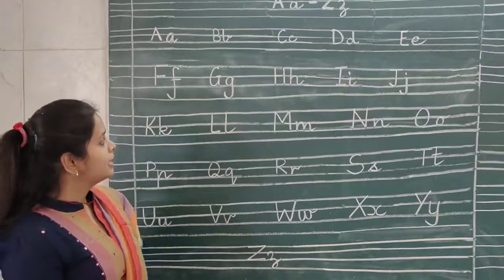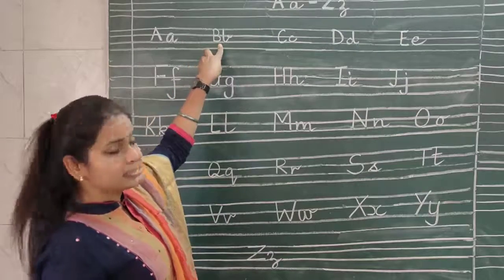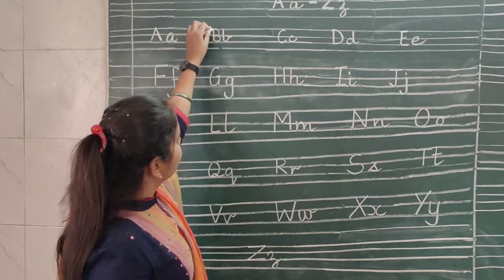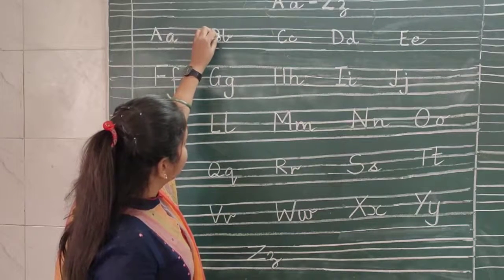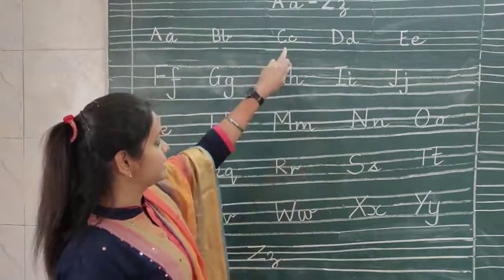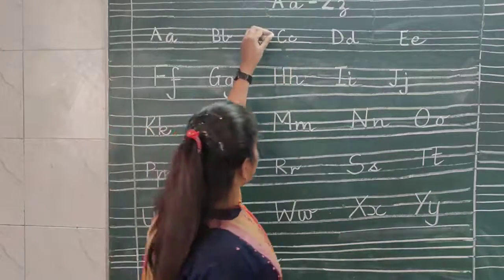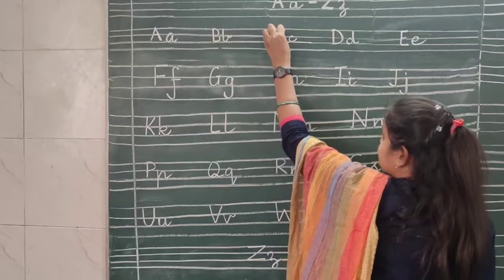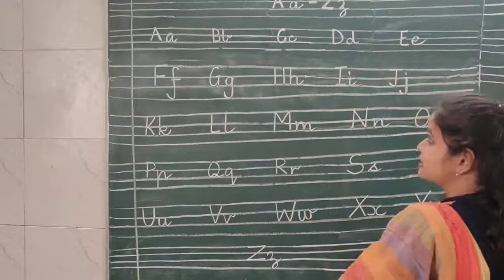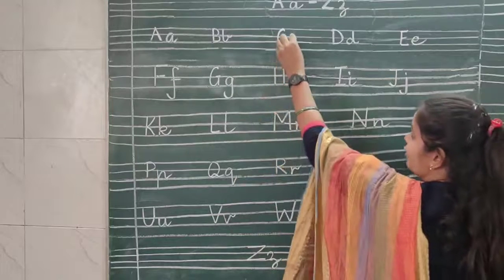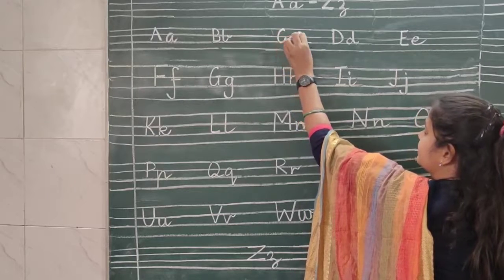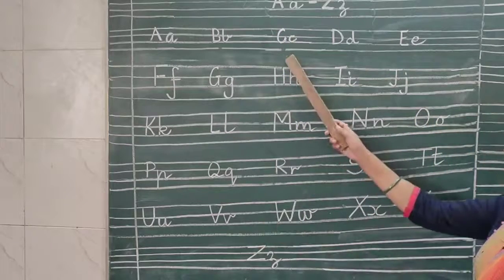Is that clear children? Now we will write the next letter, that is B. Capital B, starting from the first line, round, and again one round. This is capital B. The next letter is C. So how will we write C, children? You can see, starting from the first line, a curve and a kick. Is that clear? This is capital C. And small c we will write in between these two lines, curve and a kick. Is that clear? So we have done C.